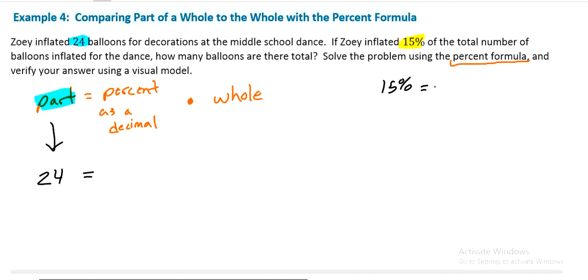To turn it into a fraction, you need a fraction bar. Every percent is going to have 100 in the denominator, and then the number in front of the percent symbol goes on top. So 15 over 100. You can go ahead and do 15 divided by 100 in your calculator, and you will get 0.15. All right, so our percent as a decimal will be that 0.15. I'll go ahead and drop that down.